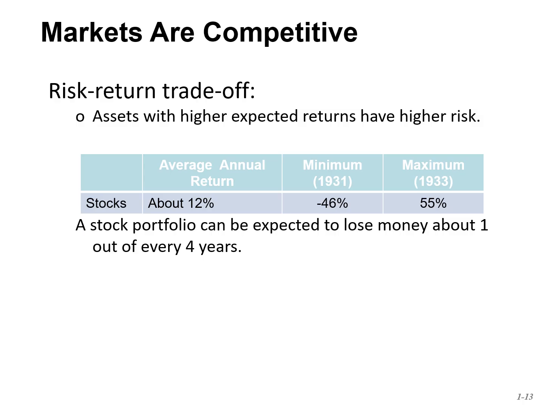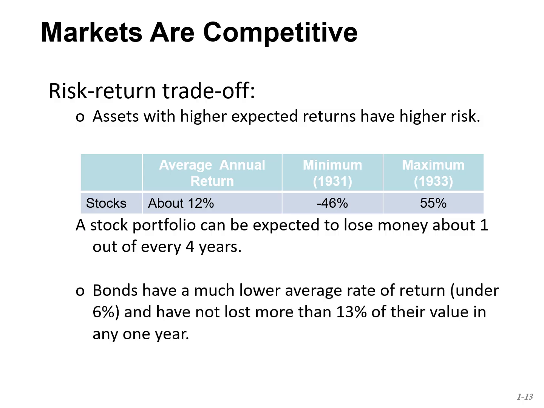In 1931, the stock market experienced its minimum annual return with a loss of 46%. On the flip side, the maximum return reached 55% in 1933. It's crucial to communicate to investors that stocks can be volatile, and it's reasonable to expect that a stock portfolio might lose money approximately 1 out of every 4 years.